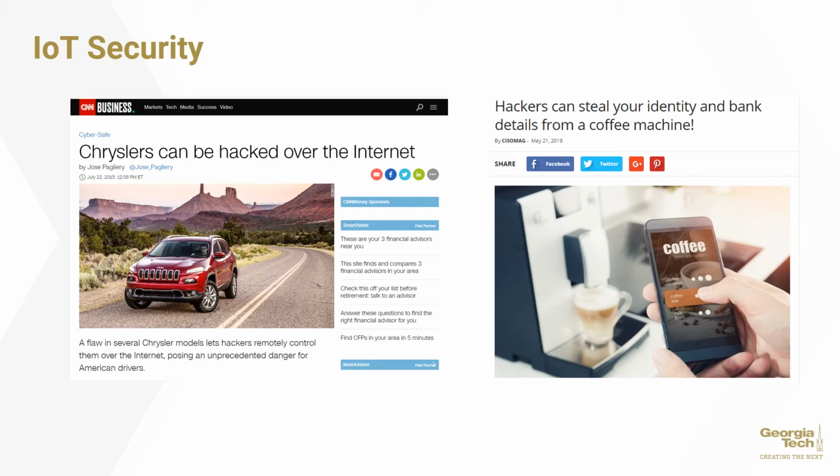Also, since IoT devices are growing at a dangerously fast pace, more connected devices mean more attack vectors and more possibilities for hackers to target us. One alarming example of hackers exposing security flaws were in the Chrysler vehicles back in 2015.